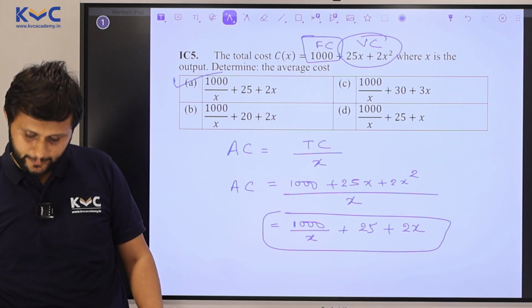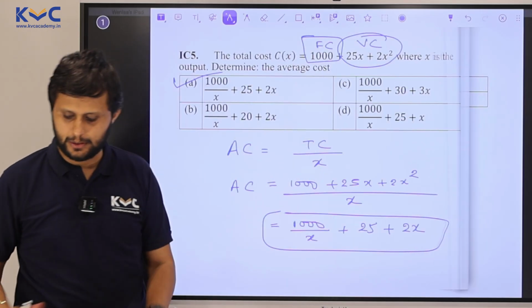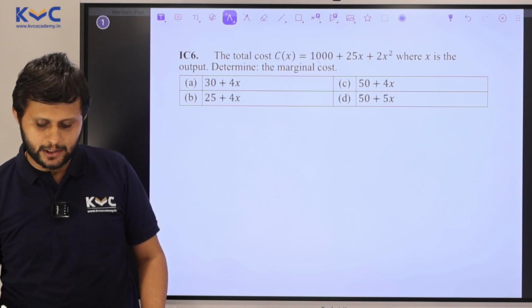5 is done. Hopefully we have a similar question next also. So it's the same data for the next question. Okay, we need marginal cost.